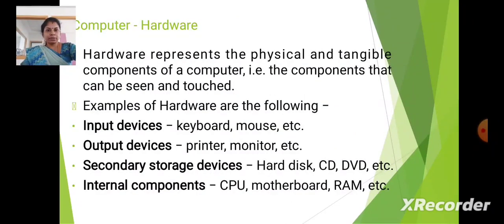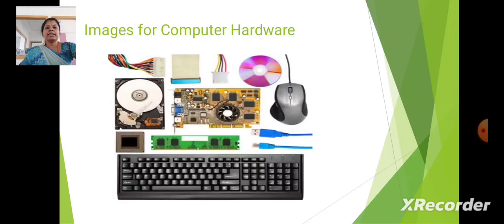Next we are going to see about computer hardware. Hardware is nothing but the physical and tangible components of the computer. For example, input devices, output devices, secondary devices and internal components. So these are the images for the computer hardware.